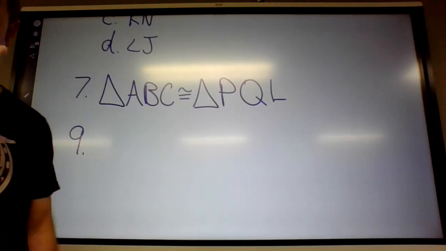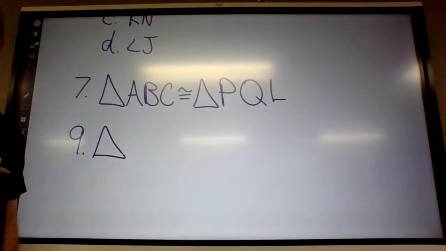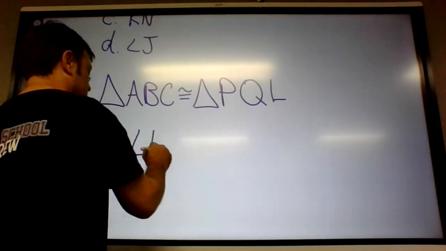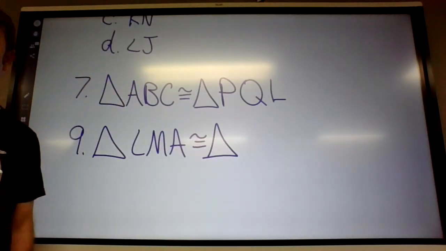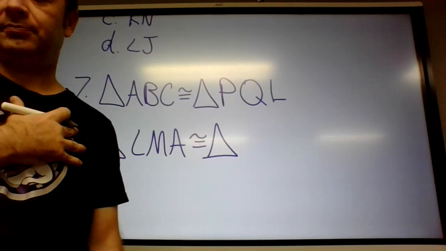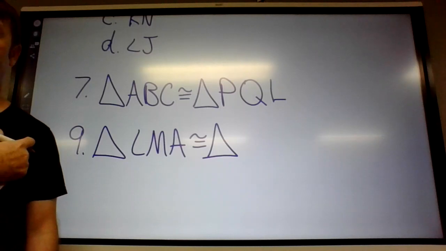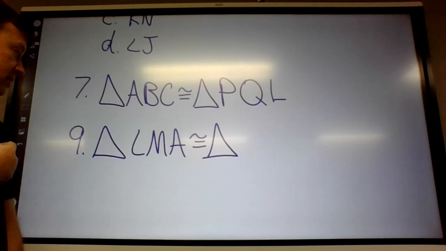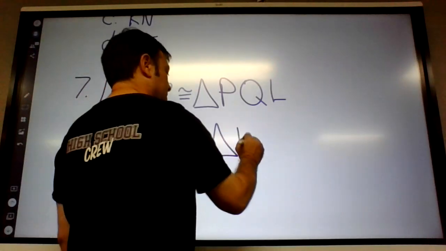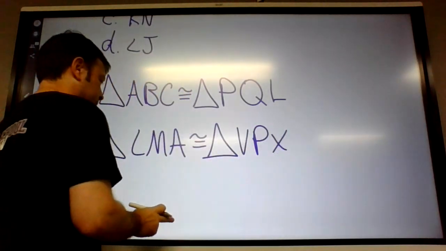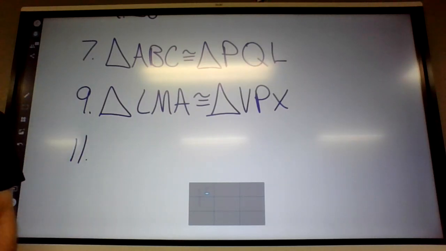Number 9. Okay, so we have triangle LMA. If he goes LMA, what's he gonna have to do in the next one? Go ahead. Is congruent to triangle VPX. Right. L to M to A is like V to P to X. I don't know why I went that way. Doesn't matter. It's all good. There's not a right way to do it.